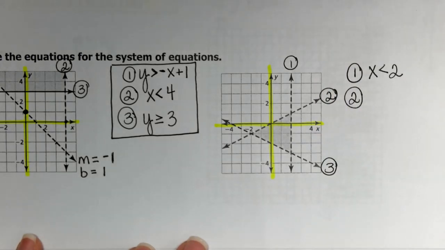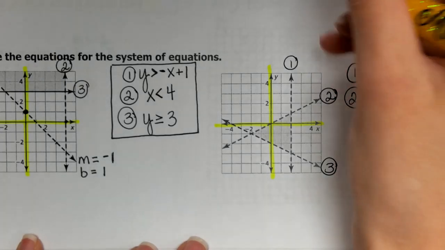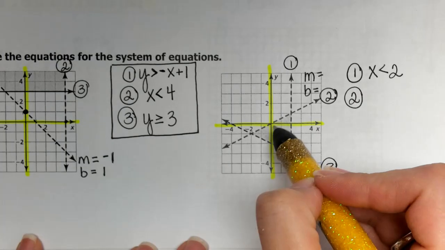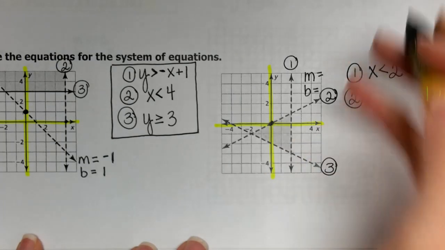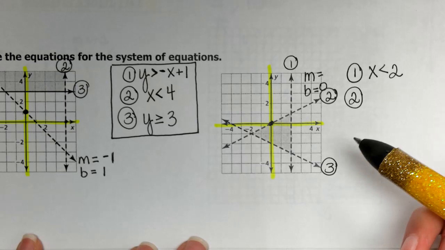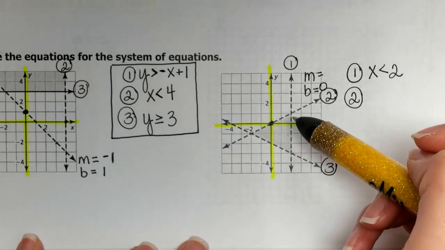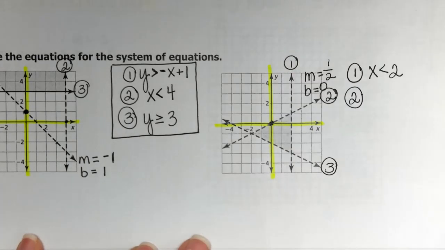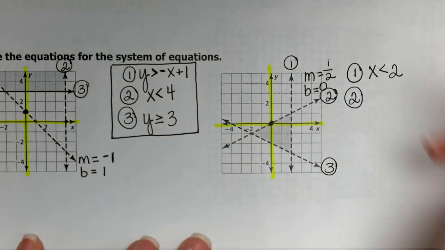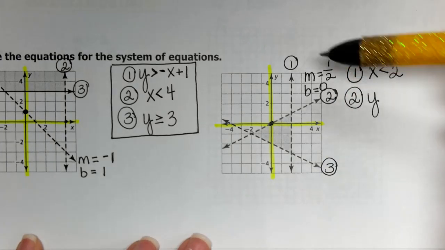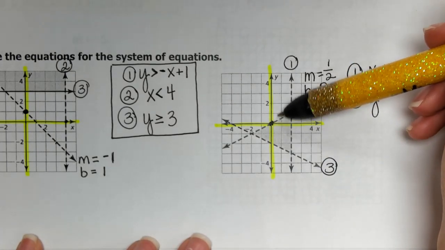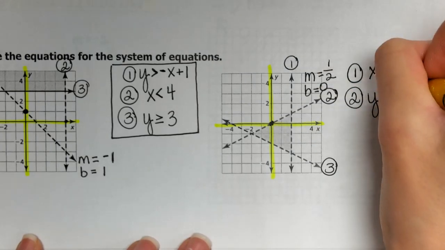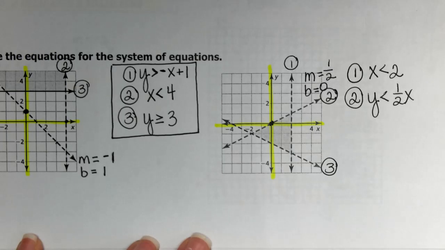My second one is diagonal, so I need my slope and my y-intercept. Where's my y-intercept? 0. What's my slope? It's going up 1 to the right 2, so that's 1/2. So I'm going to have y. Now, looking at this line, is my shaded region above or below? So it's going to be y is less than 1/2 x. I don't need the plus 0.